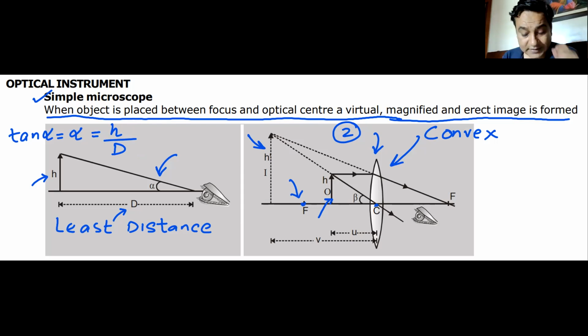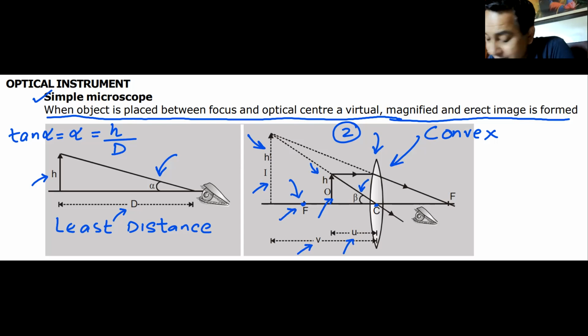Now, what is there that you got to see in figure number 2? In figure number 2, this is your image. The image is enlarged. The image is formed at a distance v. The object is placed at a distance u. H is the height of the object. F is the focus or the focal length of this convex lens. Now, can you see this angle beta, everyone? Can you see this angle beta?